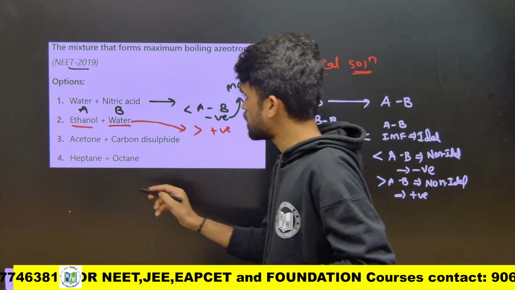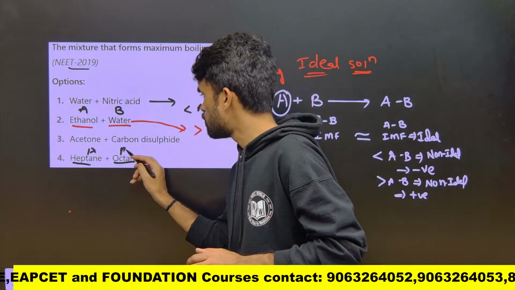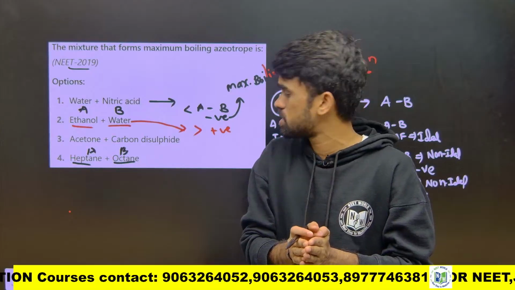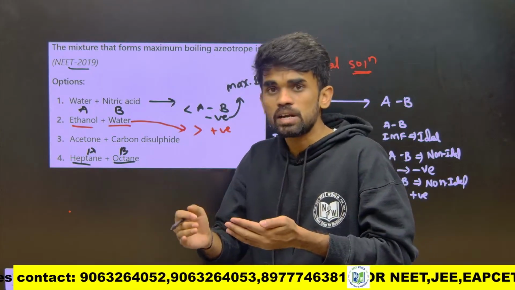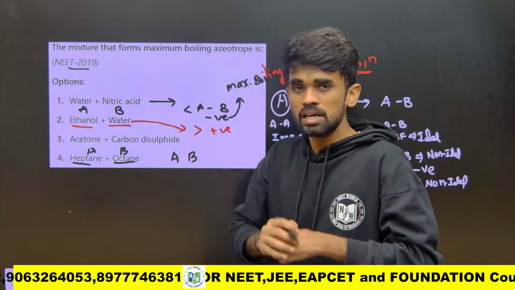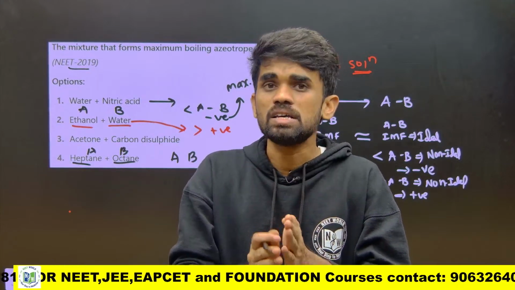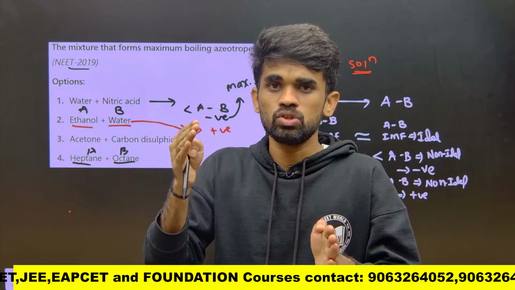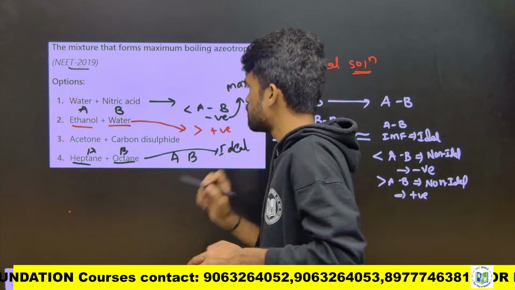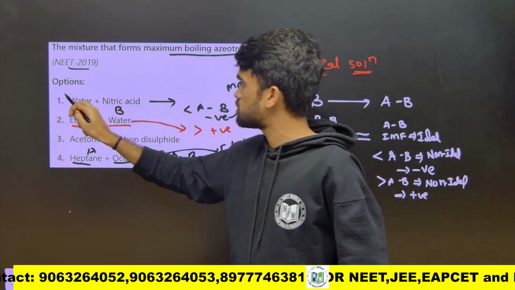Now, the fourth option, heptane plus octane. Let us say this is A and B. Both heptane and octane have similar intermolecular forces of attraction, because both are non-polar and they are homologous to each other. It means after mixing, the solution will also contain the same IMFs as compared with AA and BB individually. So it will form ideal solutions. Hope it is clear. So the fourth option forms an ideal solution, and they are asking for a maximum boiling azeotrope. What is our answer? Only the first option will be our answer.